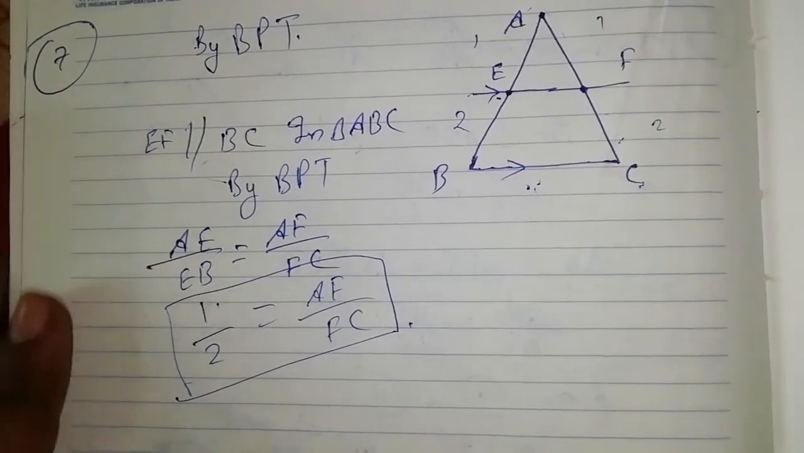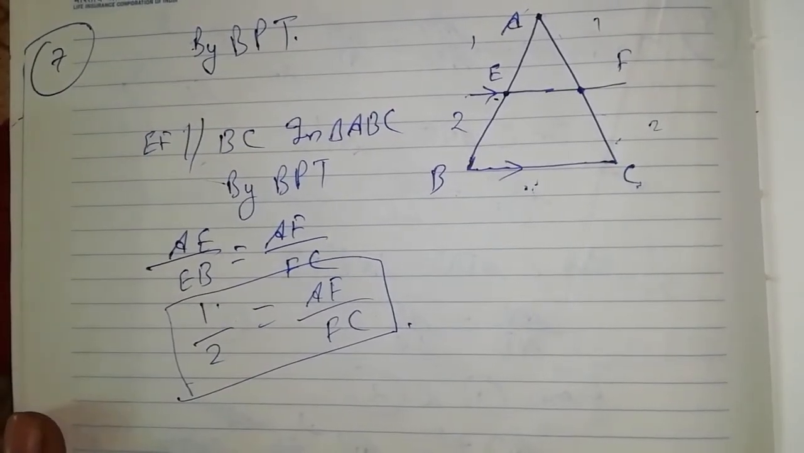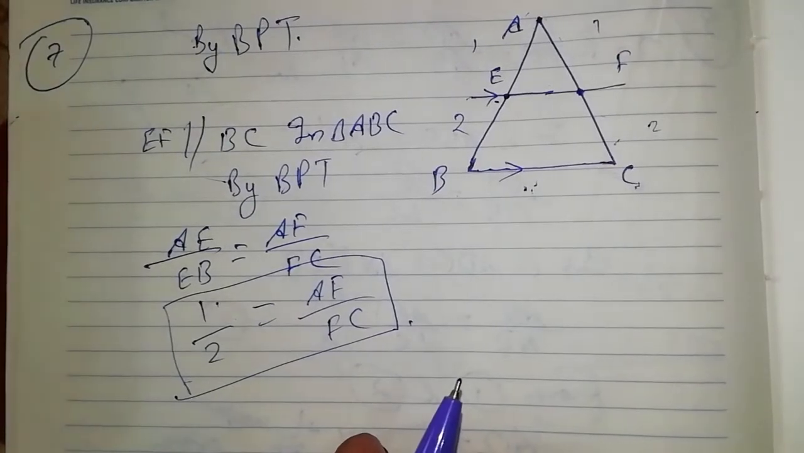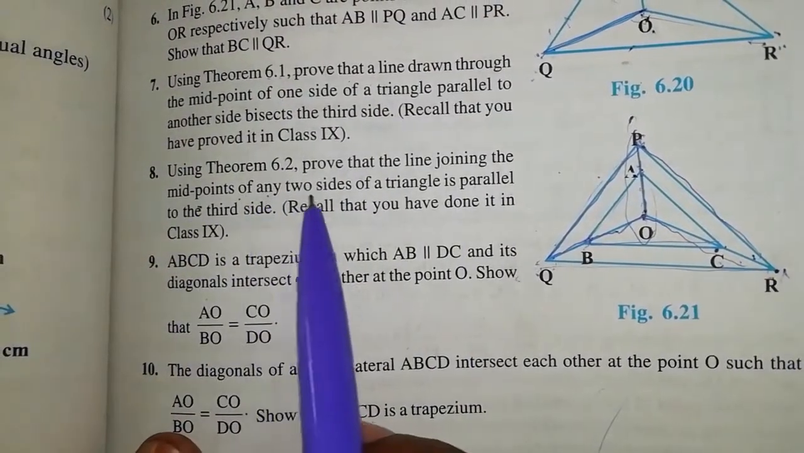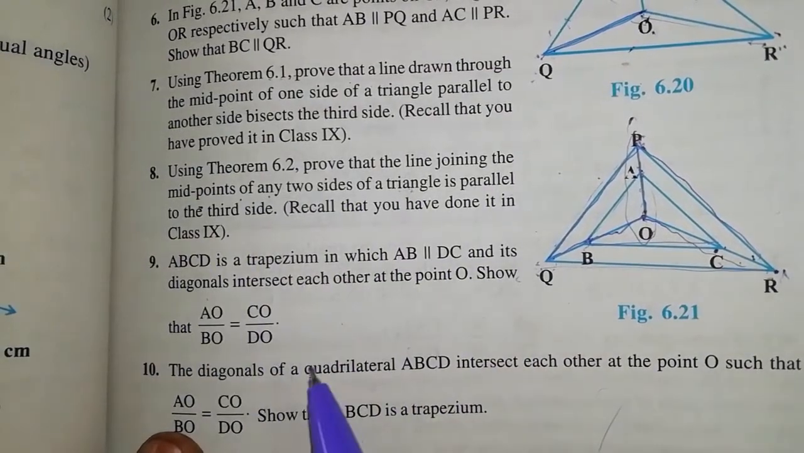Its converse is also true, which is your next question: the line joining the midpoints of any two sides of a triangle is parallel to the third side.